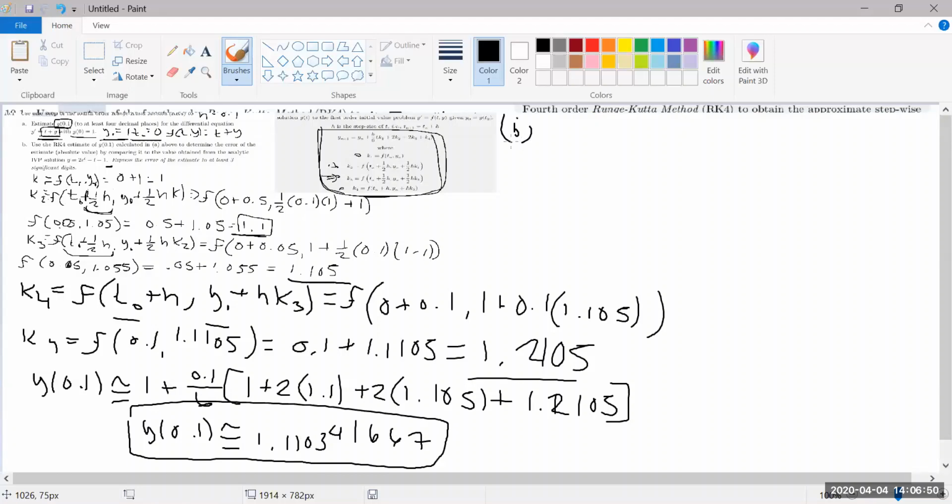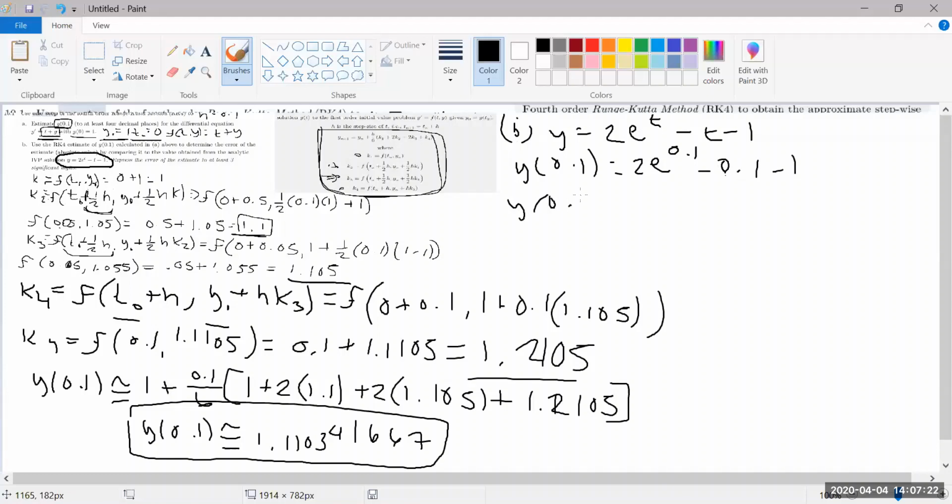It's given to you here that this is the analytical solution. Dr. Norton gives you the analytical solution, y equals 2e to the t minus 1. And all you're going to do with that is plug in this value. So you're going to evaluate it here: 2e to the 0.1 minus 0.1 minus 1.